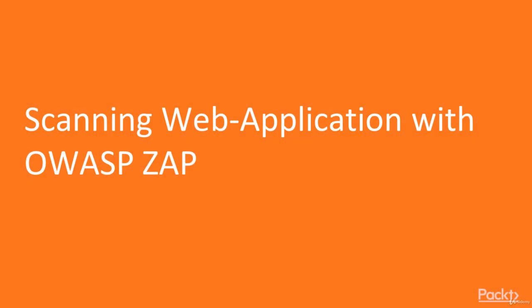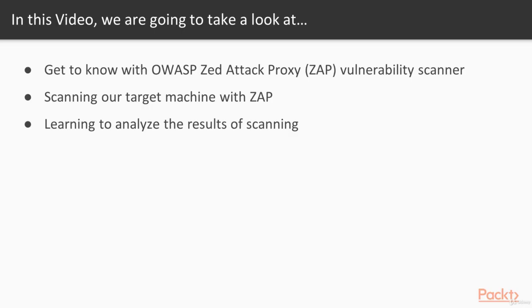Hi, in the previous video we learned how to explore a target with a browser. In this video we'll be scanning a web application with OWASP ZAP. So, in this video we are going to get to know the OWASP ZAP attack proxy, ZAP for short, a vulnerability scanner, scan our target machine with ZAP, and learn to analyze the results of the scanning.